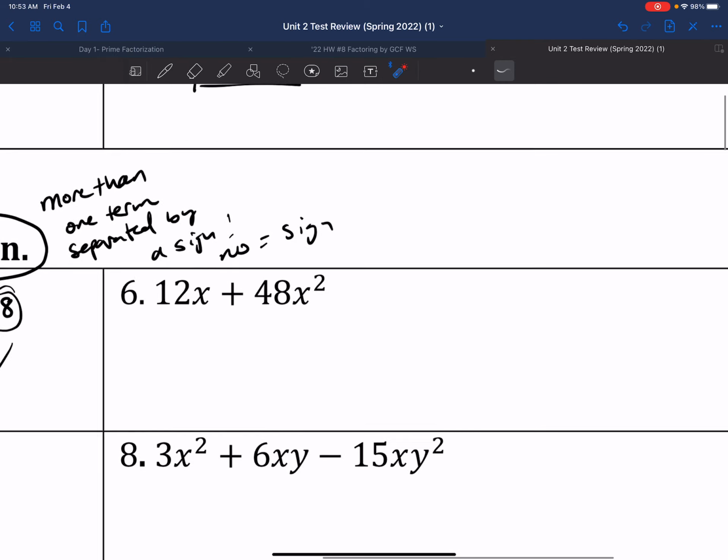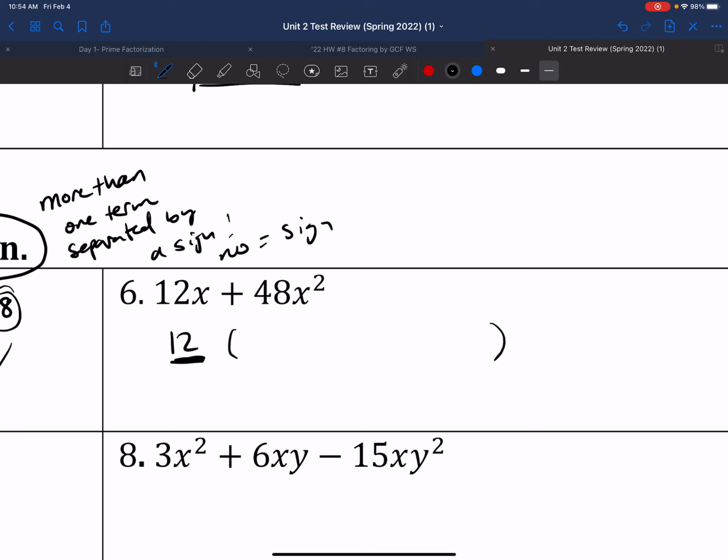Okay. Number 6, 12x plus 48x squared. So we need to figure out, okay, well, what do I put here? I'm thinking 12. But they both have an x there. So I'm going to write x. What is the lowest degree? Well, it's just 1. So this is exactly what we have here. Now, I'm going to go ahead and say, okay, 12x times what will give me 12x? And that's just going to be 1.